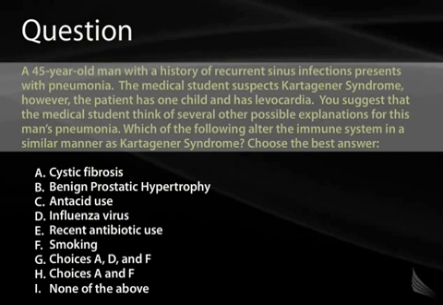Now, does this man have Kartagener syndrome? The answer would be no. How do you know this? Well, one, because he has a child. People with Kartagener syndrome, again, because of the ciliary defect, are sterile, unable to have children because of defective sperm.